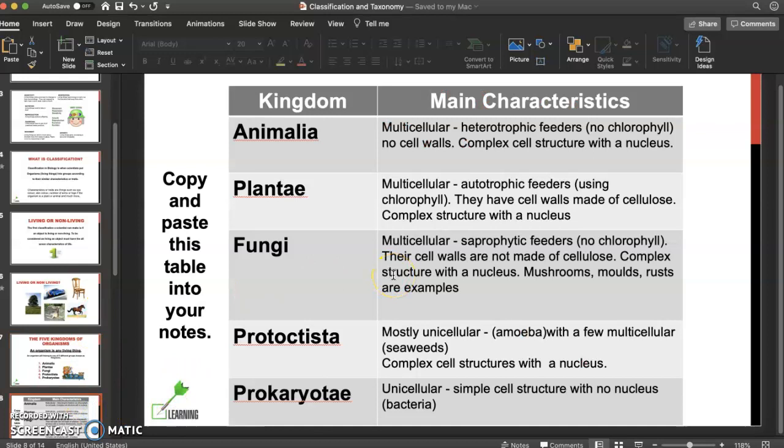Now, moving on to slide 8, there is a table. The instruction on the left-hand side says copy and paste this table into your notes. You simply just need to copy and paste the whole table into your Word document. You don't need to write out all the information yourself. You don't need to create your own table. You can simply just copy and paste this table into your notes.